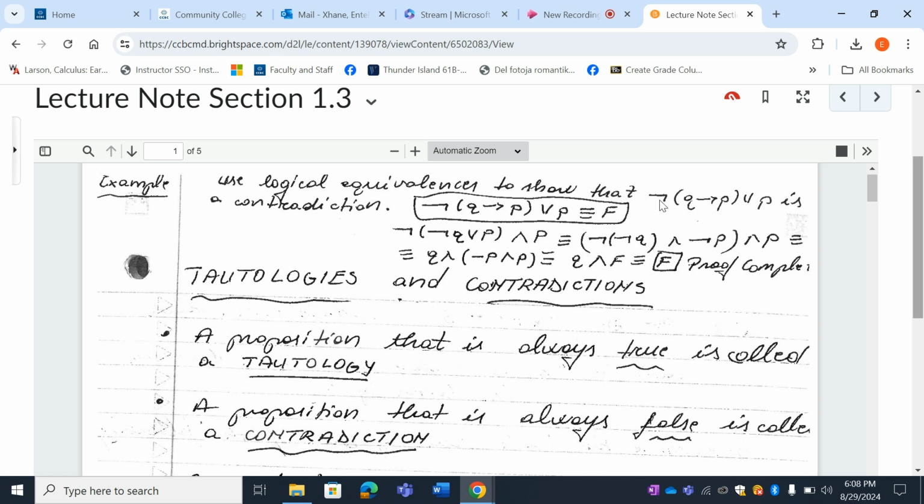So let's show that the negation of (Q implies P) and P is indeed a contradiction. So to prove that this is indeed a contradiction, that means this is equivalent to F. So let's get started. So I'm going to start off with the left-hand side, which is negating the expression Q implies P, that's the quantity inside parentheses, and P, making this equivalent to F.